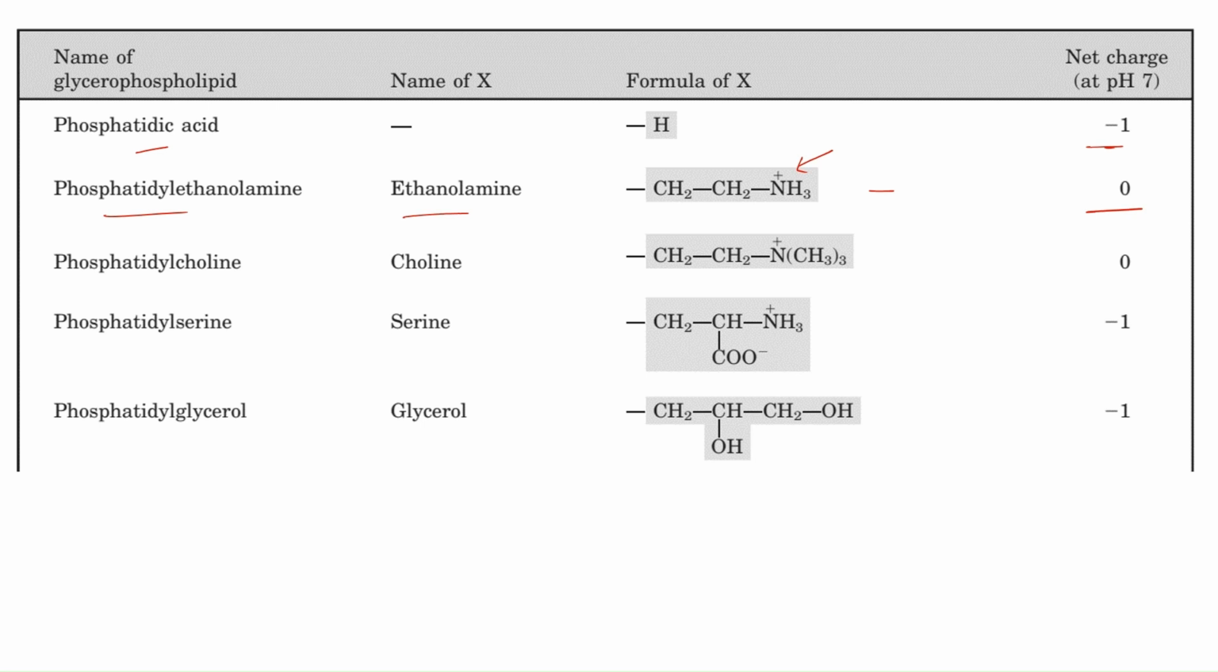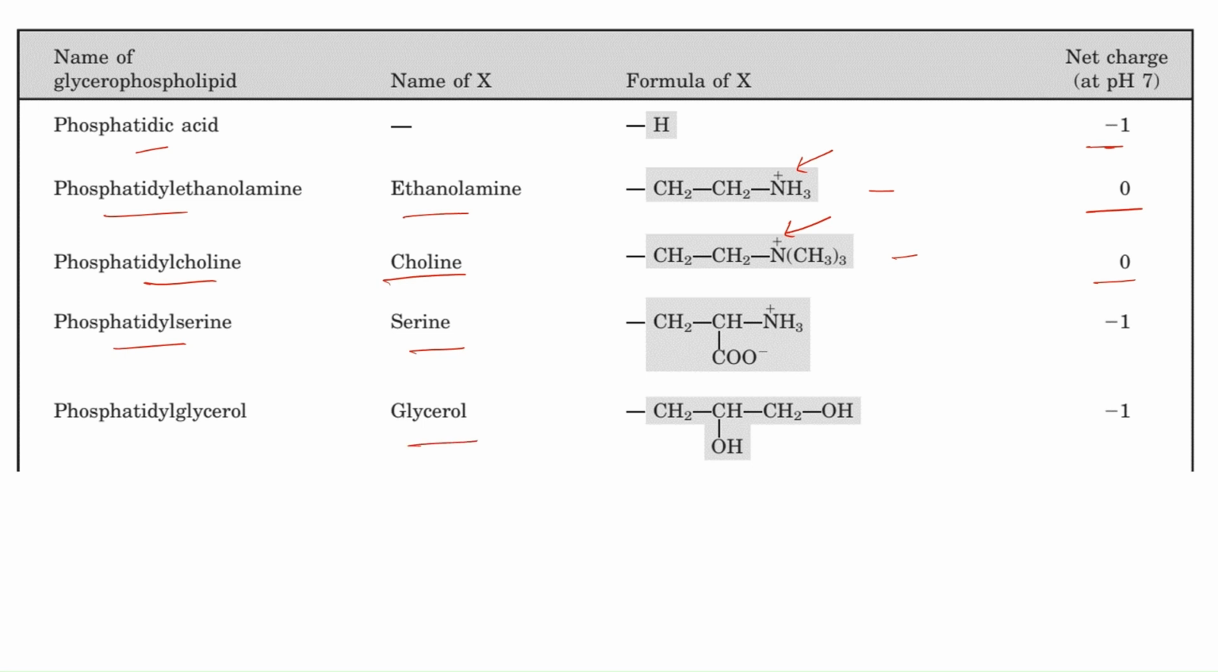If the X is choline, then the glycerophospholipid name will be phosphatidyl choline. Similarly, the net charge is given, and from here you can see the charge present on this X group, and one negative charge is already present because phosphate is present. So that negative and this positive will neutralize each other. If both are negative, the net charge will be negative. So like that it is. Clear? If the X group is serine, the glycerophospholipid will be known as phosphatidyl serine.